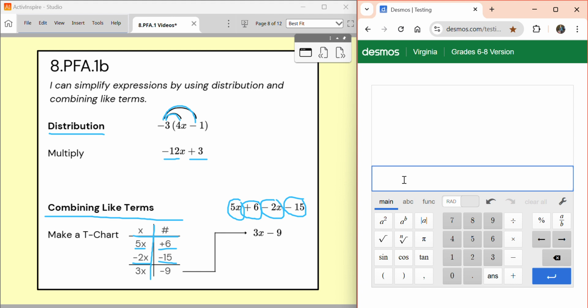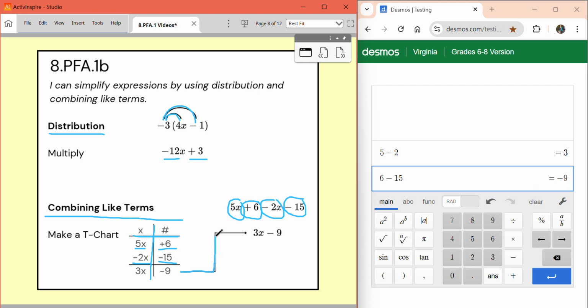And then we just use Desmos to simplify each column. So if I have 5 x's minus 2 x's, that's how I end up with 3 x's. And if I have +6 minus 15, that's how I end up with -9. Bring it up here, boom, answer.